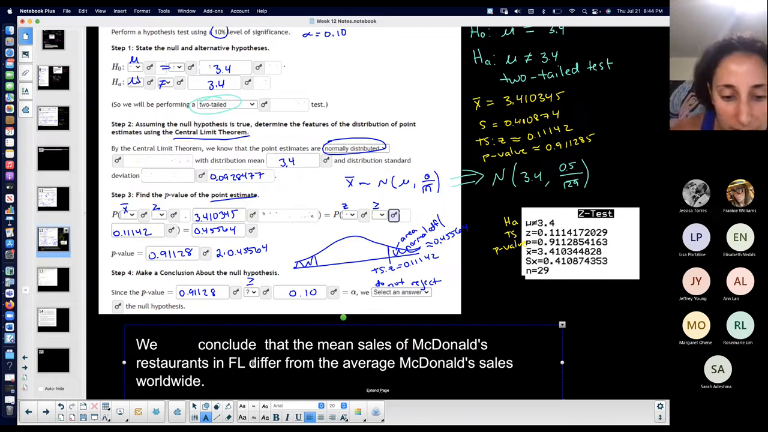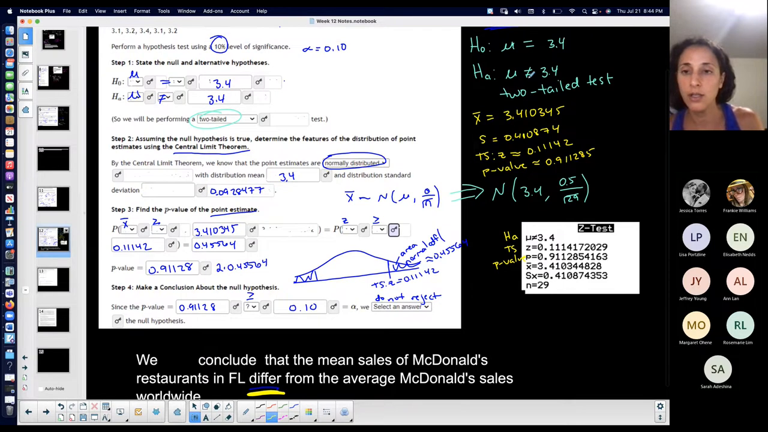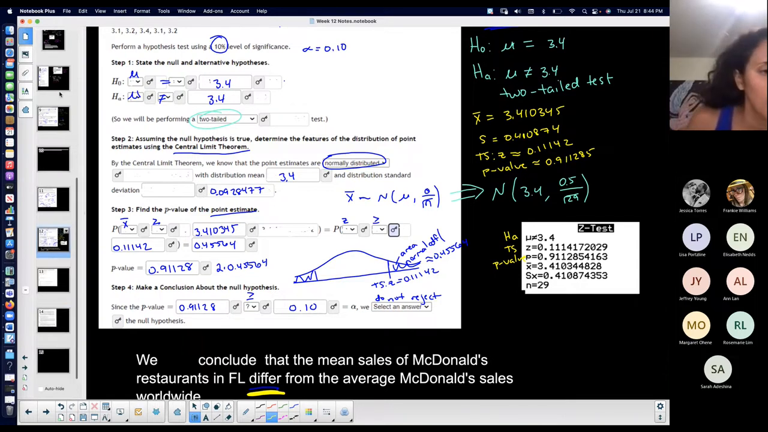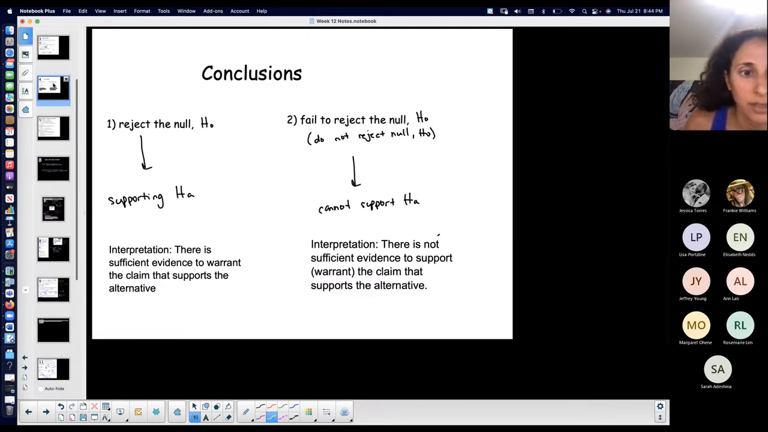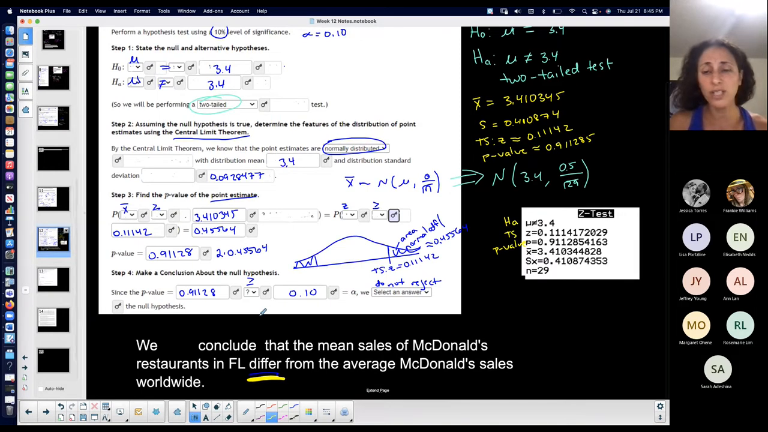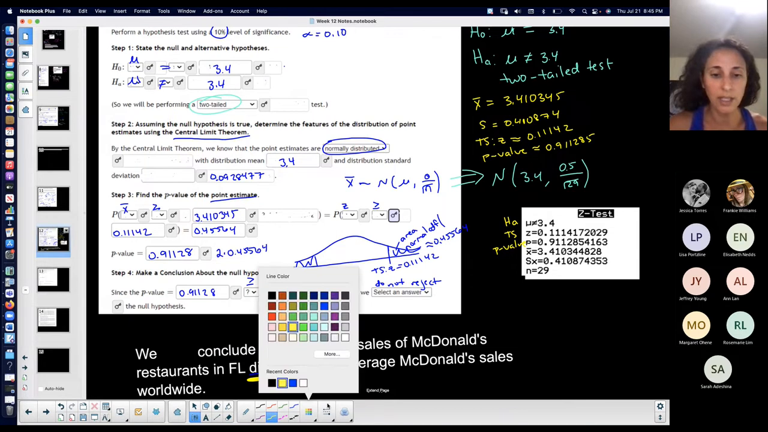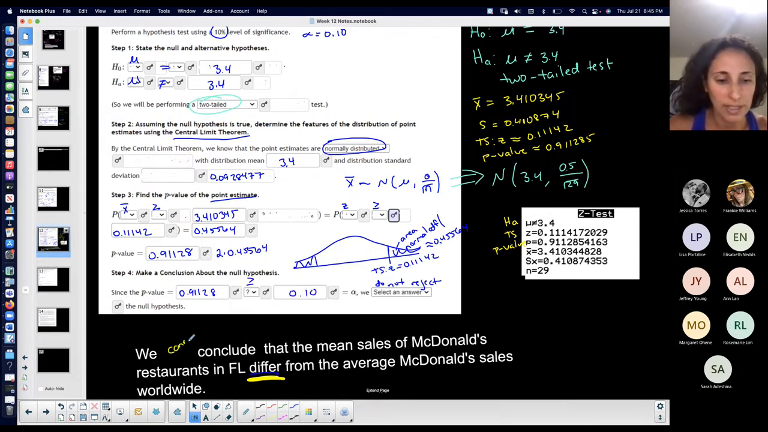One thing I'm going to underline is differ, because there's technically two ways that I can say this, but being that they said differ, we're talking about the alternative hypothesis, which is differing. So are we agreeing with the alternative or are we not? Can we support the alternative or can we not? I'm failing to reject the null. I do not reject the null. So I cannot support the alternative. And if I cannot support the alternative, I cannot conclude that the mean blah, blah, blah. I'll put this here so you know that that is the change between the two options.